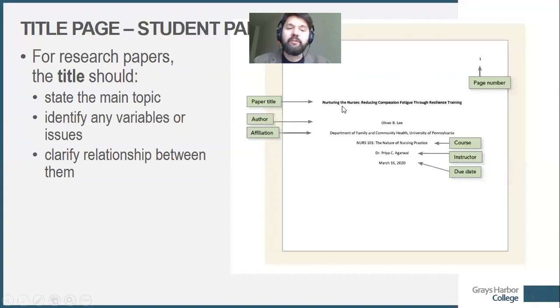The title should clarify the relationship between those variables. So, for example, a bad title, one that needs improvement, would be something like Nurturing the Nurses, Compassion Fatigue and Resilience Training. That sounds like a great title, but what's poor about it is that it doesn't describe the relationship between those two things. Okay, compassion fatigue and resilience training: does compassion fatigue cause resilience training? Like, what's the relationship there?